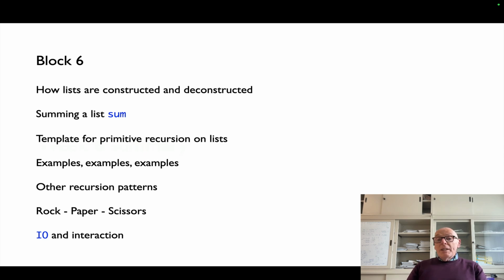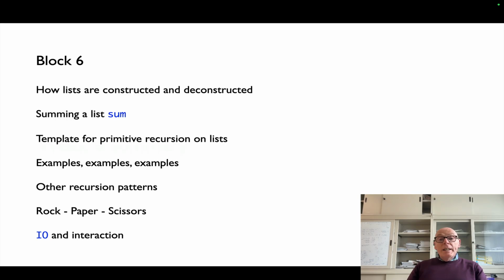We then looked at some other patterns of recursion, including ones where we mixed recursion over numbers and lists, for example in take. And we also looked at tail recursion, which can be seen as a way of doing an imperative loop inside a functional program.